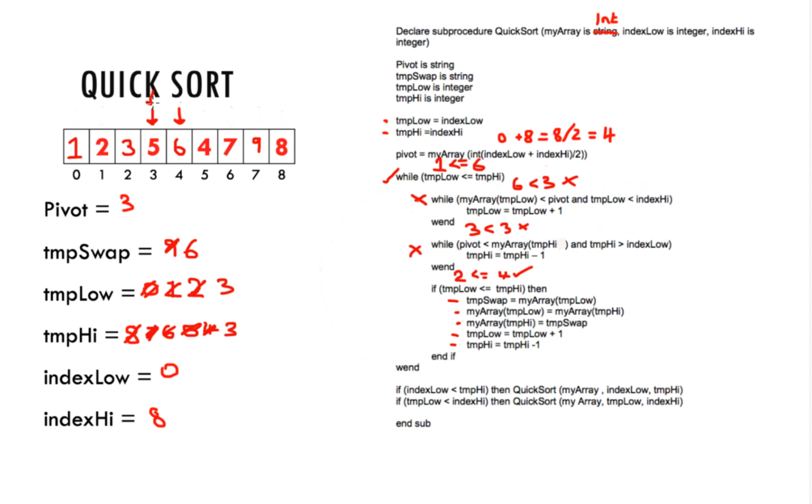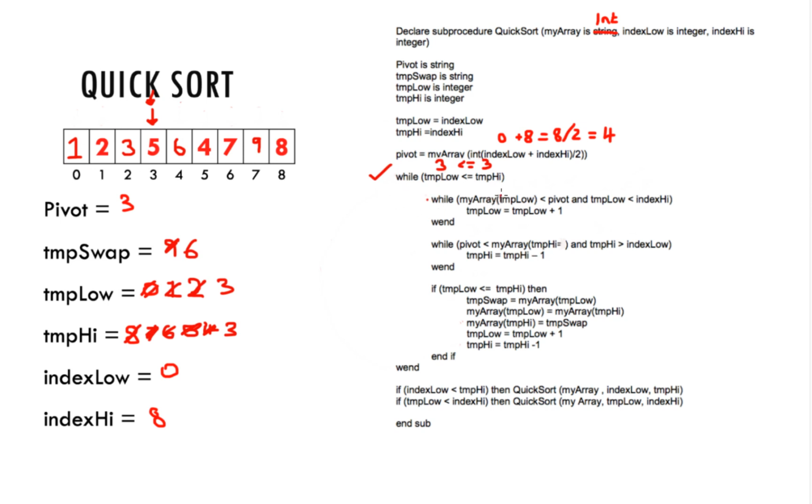Now we've completed the swap, we hit the while end loop. So we jump back up to where it says while temp low is less than or equal to temp high. And we evaluate that condition. And we're checking to see if temp low, which is 3, is less than or equal to temp high, which is also 3. And they're equal to each other, so we pass that condition.